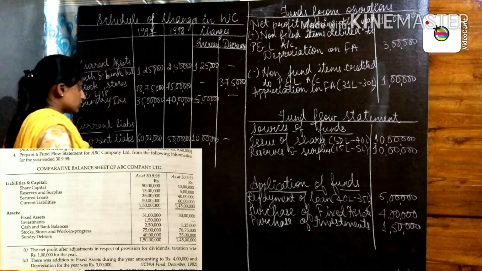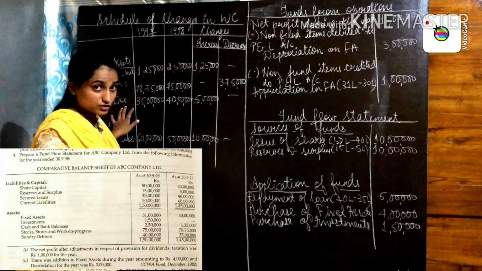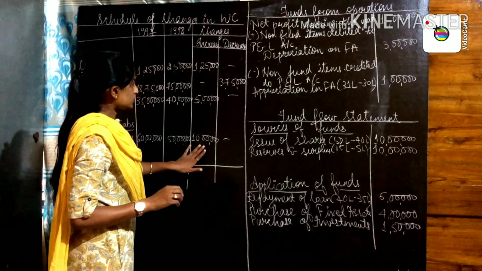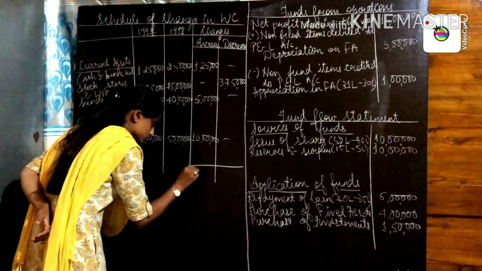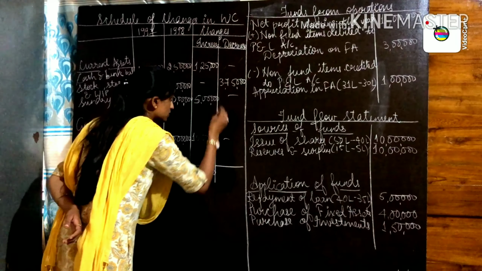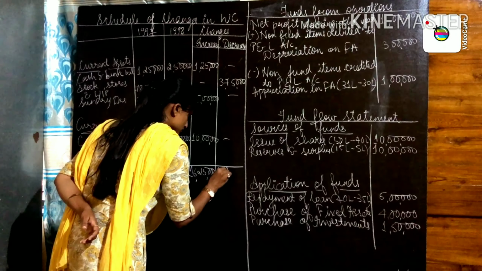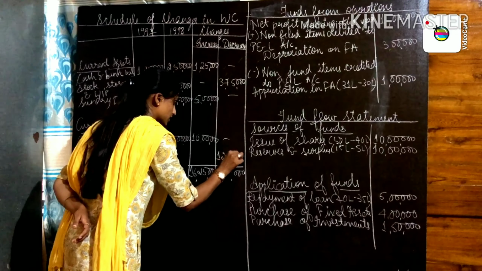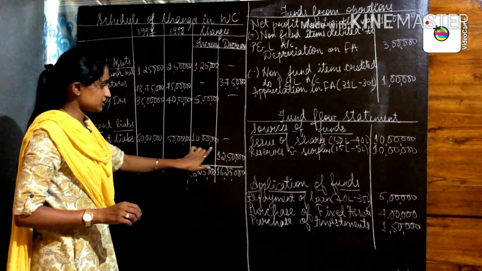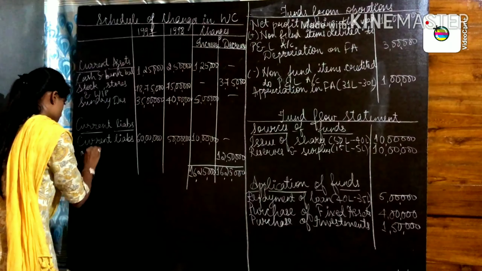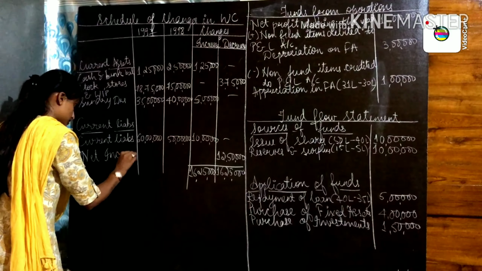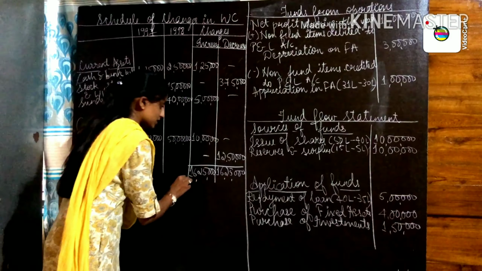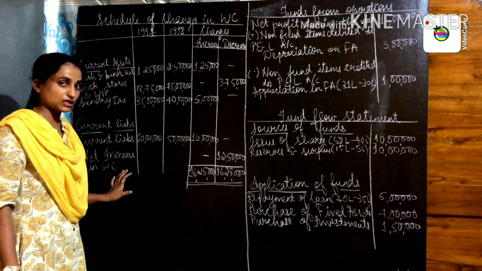So the purpose behind preparing the schedule of changes in working capital is to find out the net increase or decrease. So we will find out which column total is more. The total of this column is more, because 10 lakh, 15 lakh, 16 lakh 25,000 is the total. Here it is only 3 lakh 75,000. So the difference will be 12 lakh 50,000, and see, the increase column is more. Increase minus decrease, we get the net increase. So the net increase in working capital is 12 lakh 50,000.